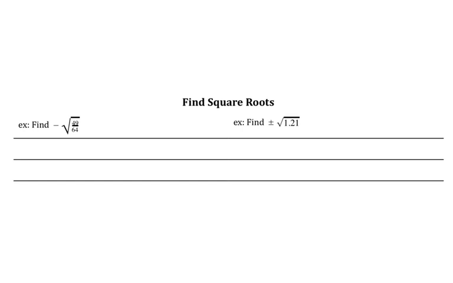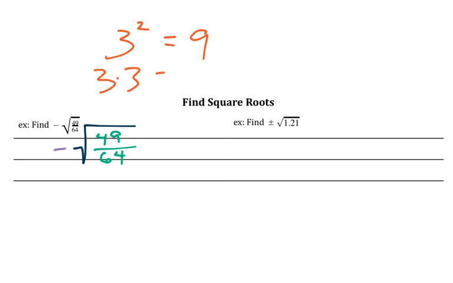And I'll put a negative out front in purple just so that you know that that is in front of the radical. I'll make the radical in black. But to be clear, all of 49 and the 64 are inside of that radical as a fraction. And if I sidestep, you've done these in the past, and you know that 3 squared is 9, which means that 3 times 3 is 9.